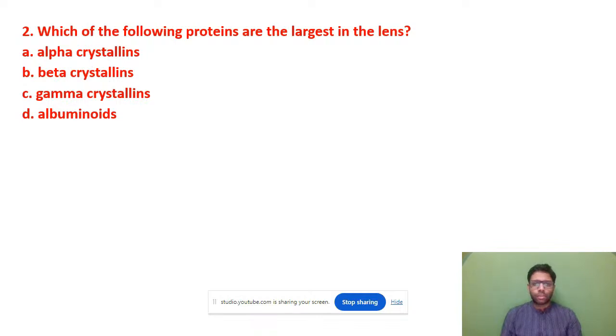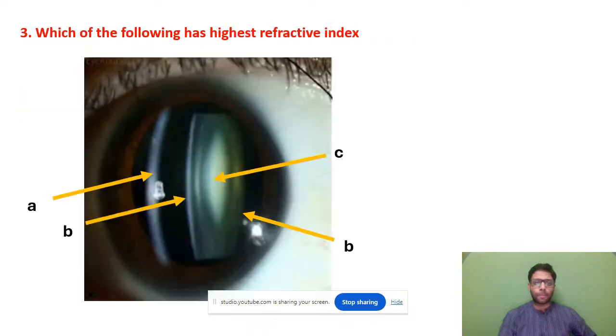Now, this is a factual question. Lens is made up of 66% water, 34% proteins. Of the 34% proteins, we have crystallins and albuminoids. Crystallins are soluble proteins. They are responsible for transparency. Alpha is the largest, that's the answer. Beta is the most common. And gamma is associated with the gene of congenital cataract, that is the CRY gene. While in cataract, the albuminoids are more, the crystallins are less. So that's the answer. That's a fact. Alpha are the largest in the lens.